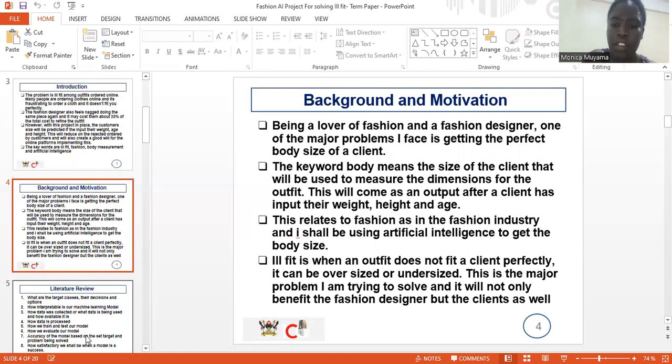This relates to fashion, as in the fashion industry, and I shall be using artificial intelligence to get a body size. Ill fit is when an outfit does not fit the client perfectly. It may be oversized or undersized. This is the major problem I'm trying to solve, and it will not only benefit the fashion designer, but the clients as well.